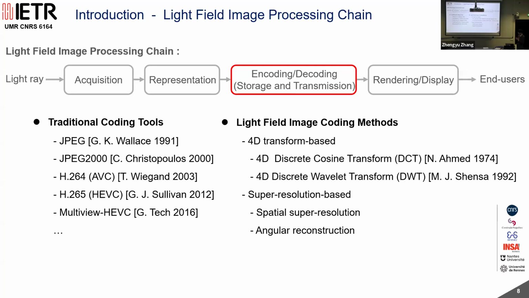And next, considering that a light field image contains a lot of redundant information, the third stage is to encode and decode the light field image so as to improve storage and transmission. And generally, there are 2 methods for this stage, including traditional coding tools and light field image coding methods.